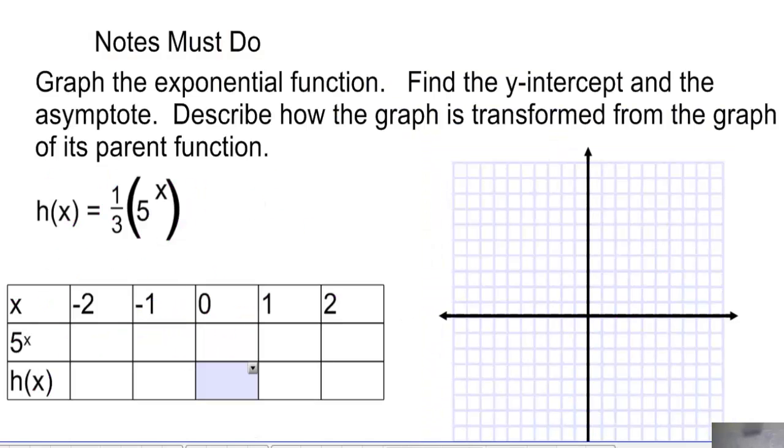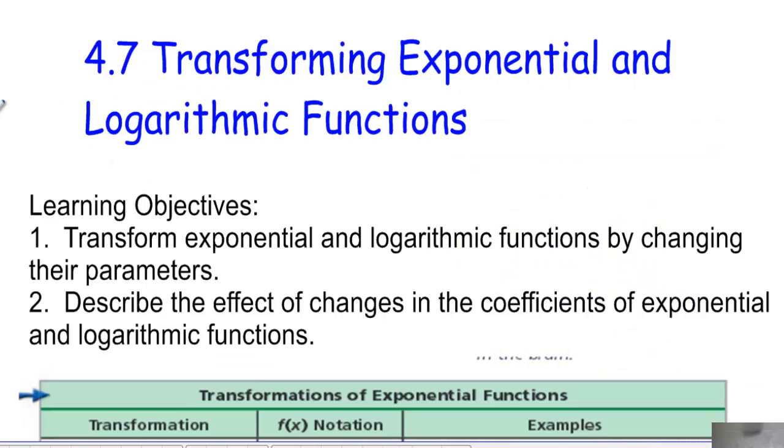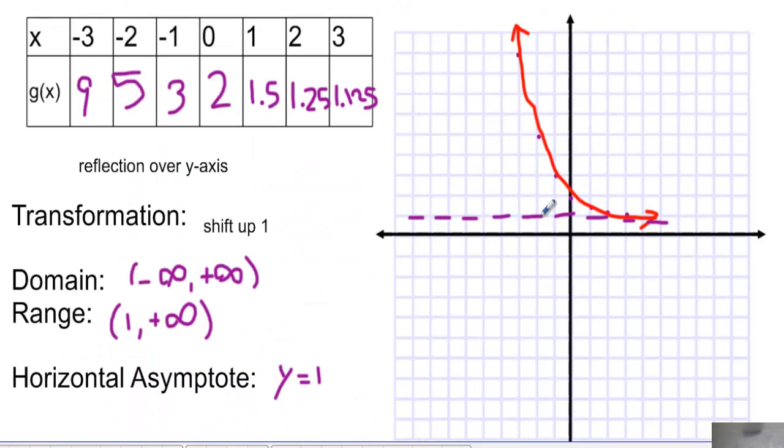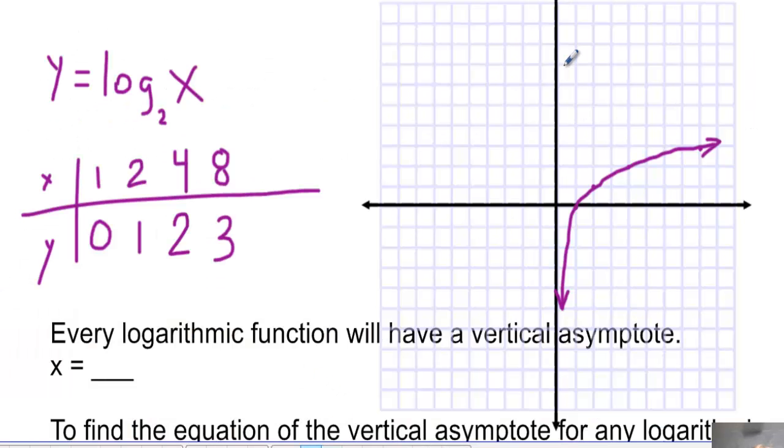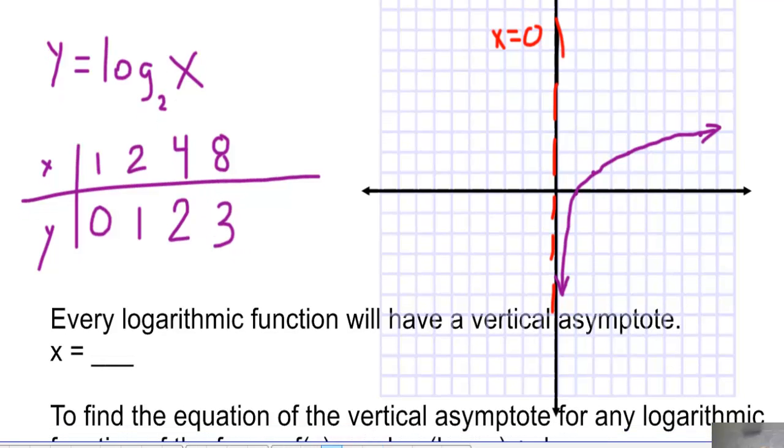All right, now logarithmic functions, let me back up for a minute. We did a graph for an exponential function here, and we said it had a horizontal asymptote. But a logarithmic function is going to have a vertical asymptote. Vertical asymptote here is x equals 0. All right, so every logarithmic function will have a vertical asymptote, and in this case it's x equals 0.